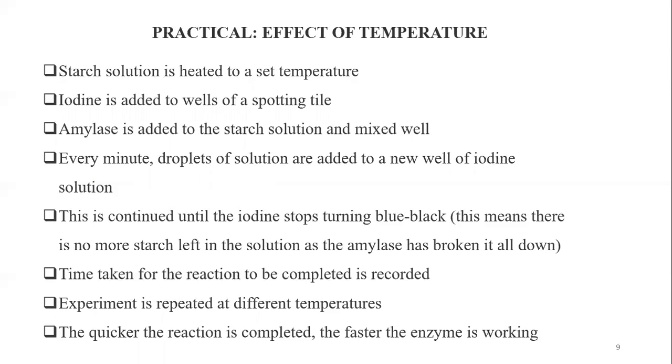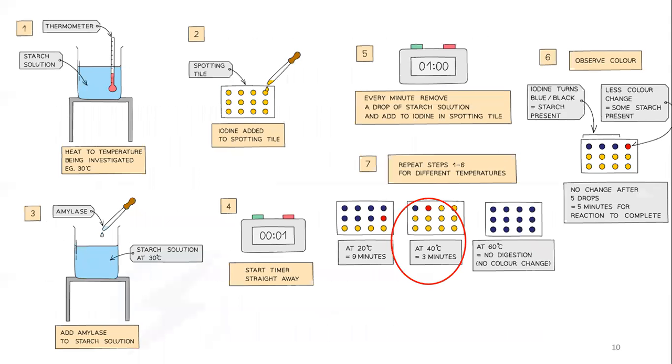Now this is a practical. We are going to check how temperature affects enzymatic activity. Here, as raw materials, we need starch solution and iodine as a reagent, and we are using amylase as the enzyme. We can use a water bath to control the temperature.